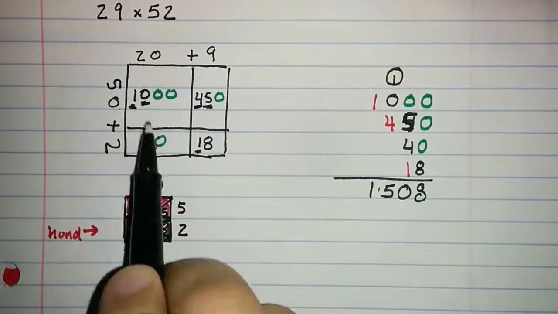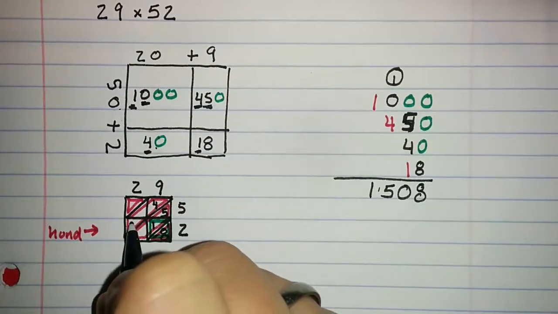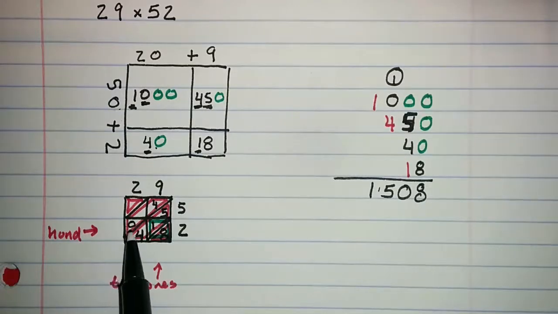Same deal with 2 times 2. I get 4. Just so I know I haven't just forgotten about this box, I'm going to write that as 0, 4. Again, the 4 ends up in the tens place. The 0 ends up in the hundreds place.